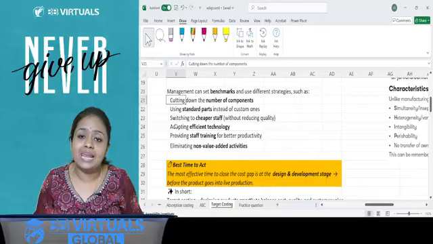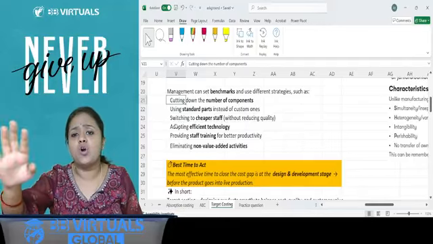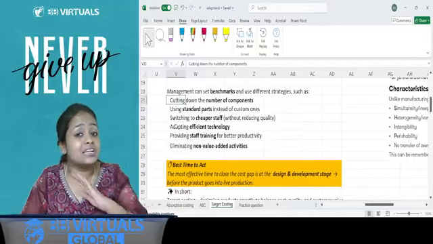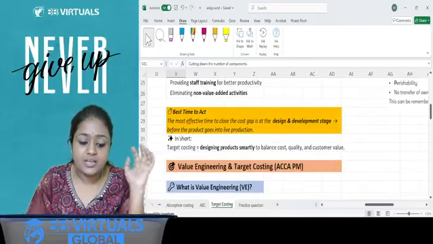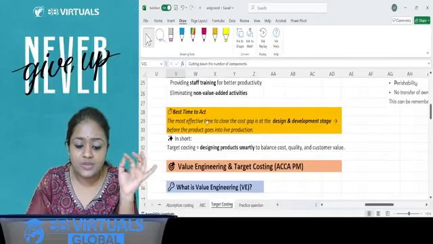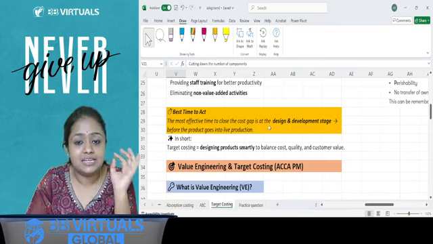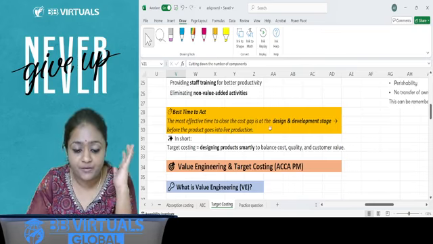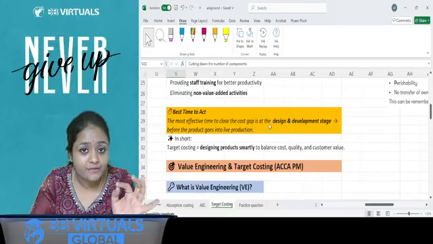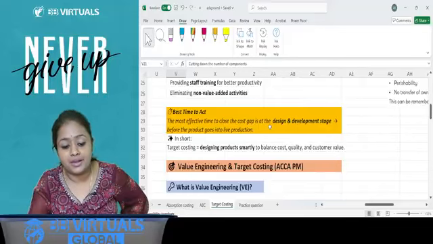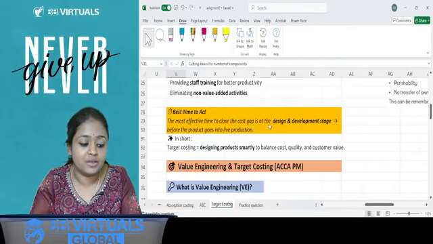So value analysis says focus on use, focus on esteem, and eliminate all the non-value added activities that are not needed. Just remember, the most effective time to close the gap, as I've told you already, is the design, planning and development phase. Please remember that before the product goes live, all the changes should be made in place, because after that it will be very, very difficult to make those changes.